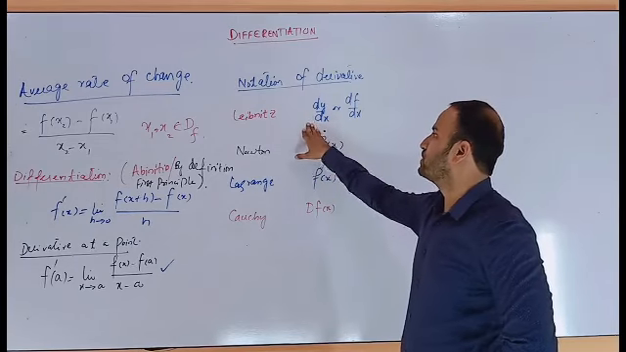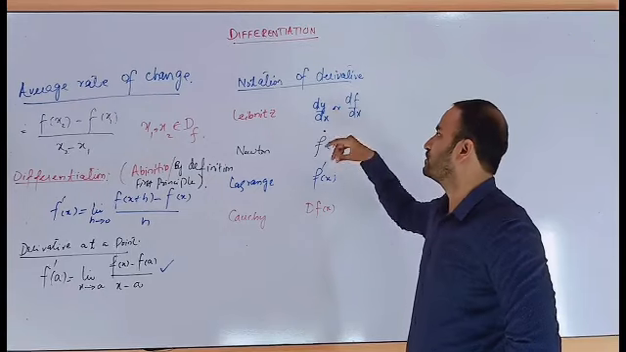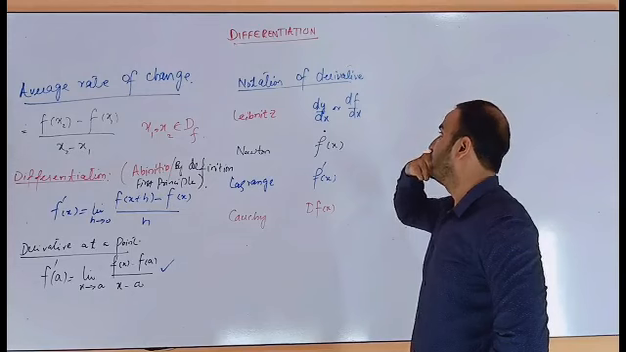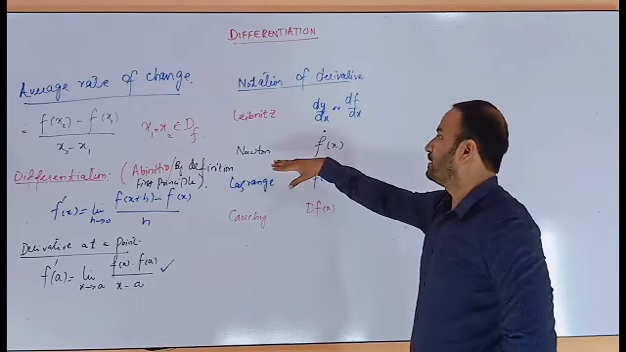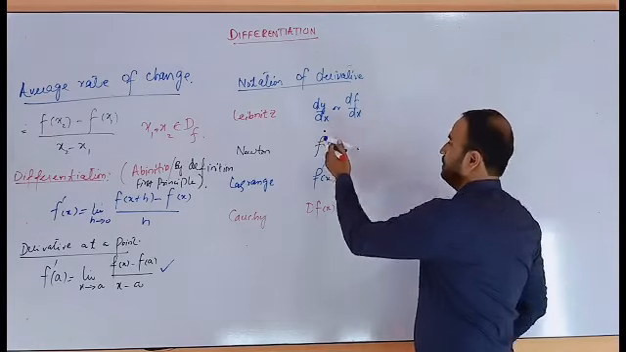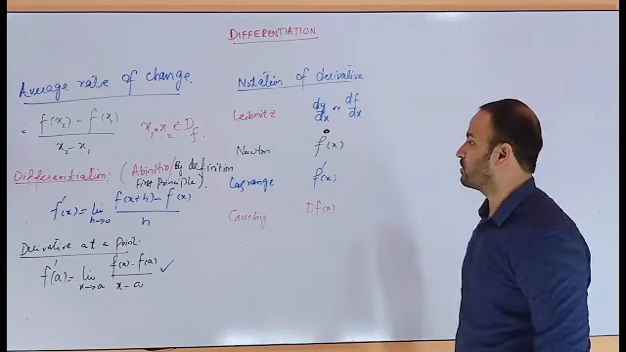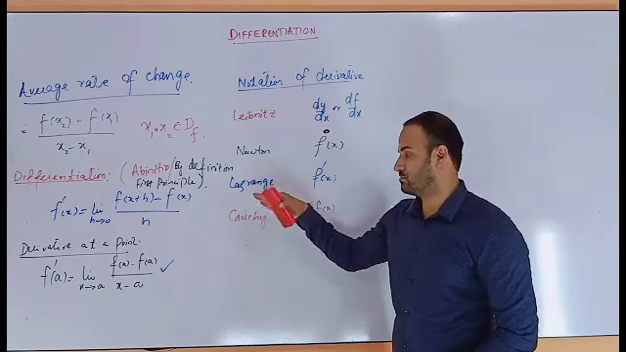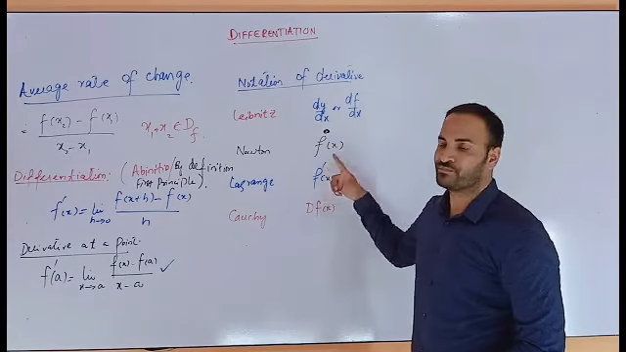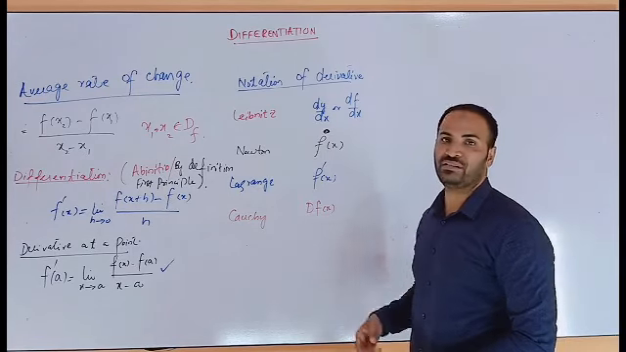Leibniz indicates the derivative notation dy over dx or df over dx, because according to the mathematician, y is equal to f of x, so you can replace y with f. So dy over dx or df over dx. And the second one is Newton. Newton indicates it with a dot. If you want to take the derivative of any function, you put the dot. And Lagrange, a very famous scientist, indicates the derivative with a prime. And Cauchy indicates the derivative of any function with a capital D.